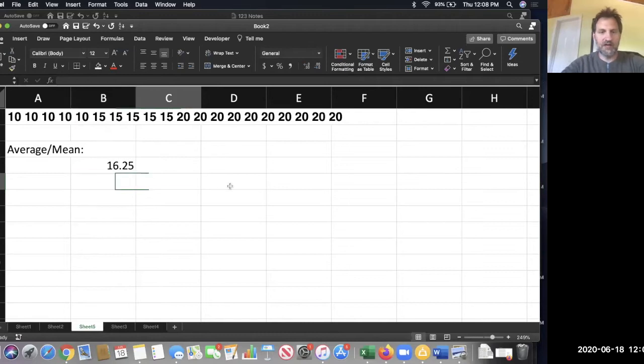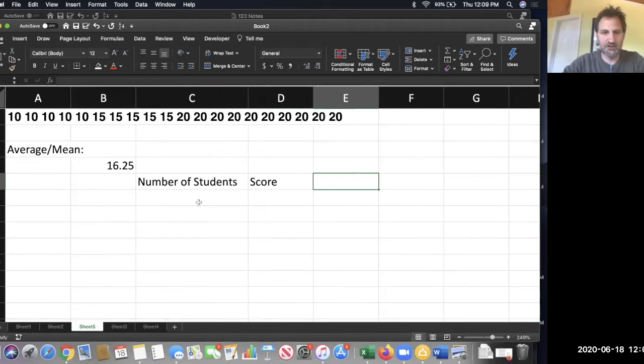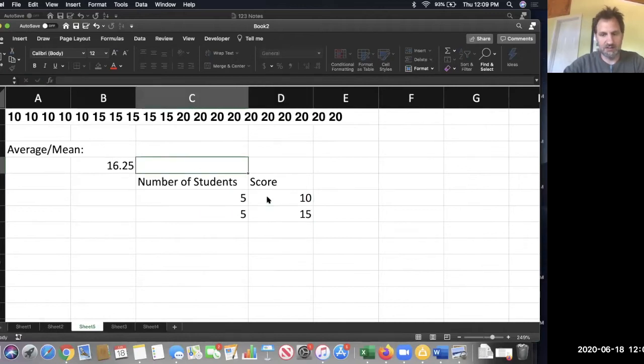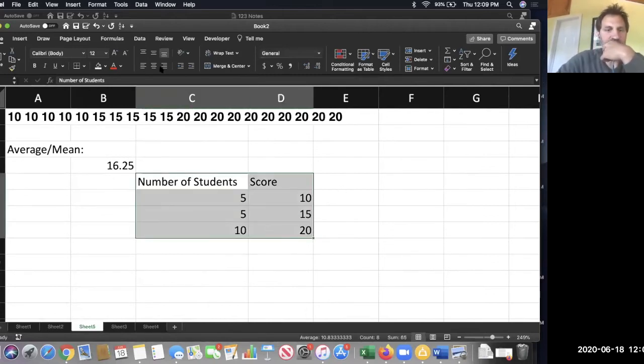So let's look at it through the weighted average lens and let's see if we get the same answer. So first step is to make a table, right? So what I would do is put number of students and then the score that they got. And that's essentially the structure for my table. So 5 students got a 10 and 5 students got a 15 and 10 students got a 20. So this is step 1, just make a table.